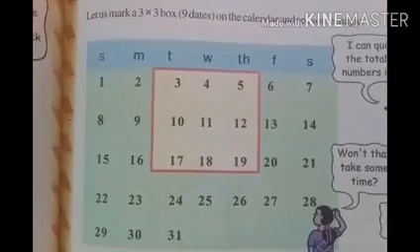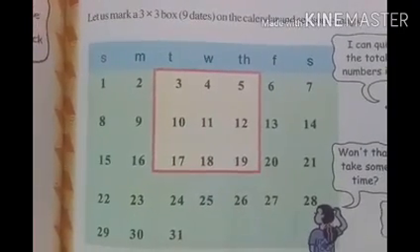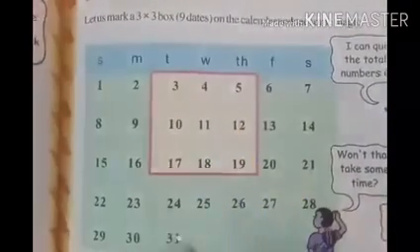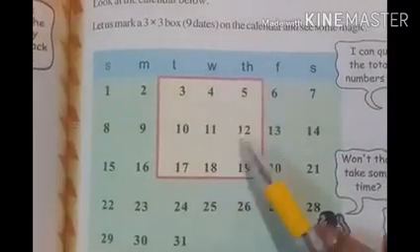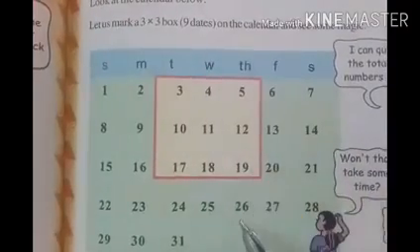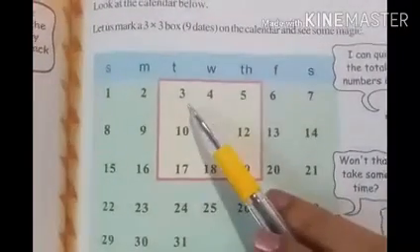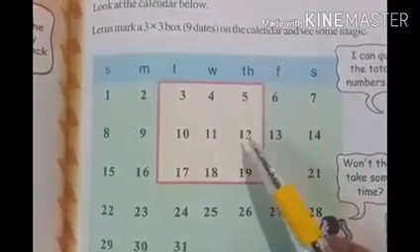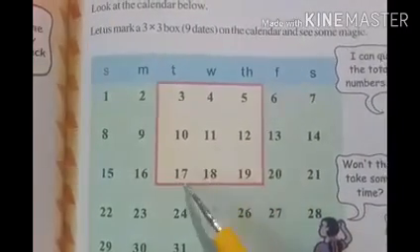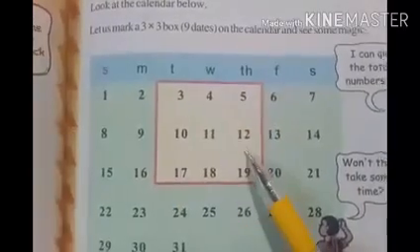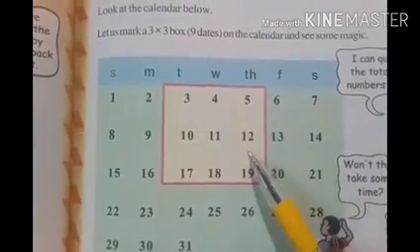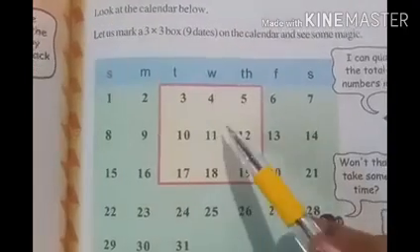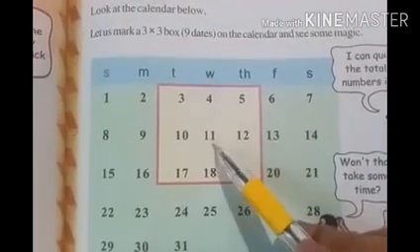Let's see some calendar magic. You can see here a date calendar, and the numbers here, there are 9 numbers inside one square box. This square box can be made anywhere, but there should be 9 numbers inside. Now you have to add all these numbers. All 3, 4, 5, 12, 11, 10, 17, 18, 19. When you add all these numbers, you will get an answer. But the easy way to find that answer is, see the central number. The central number is 11.